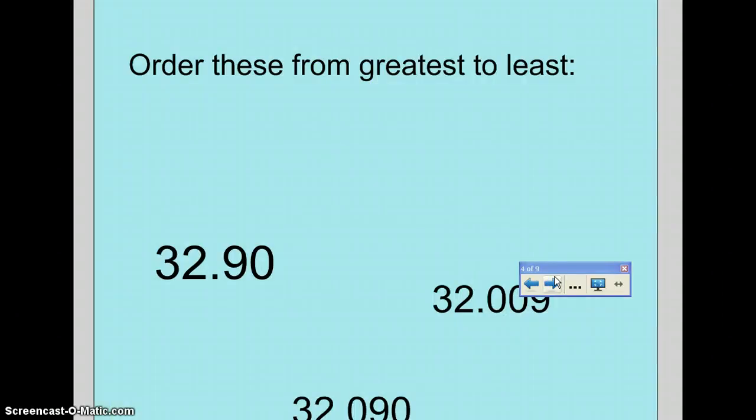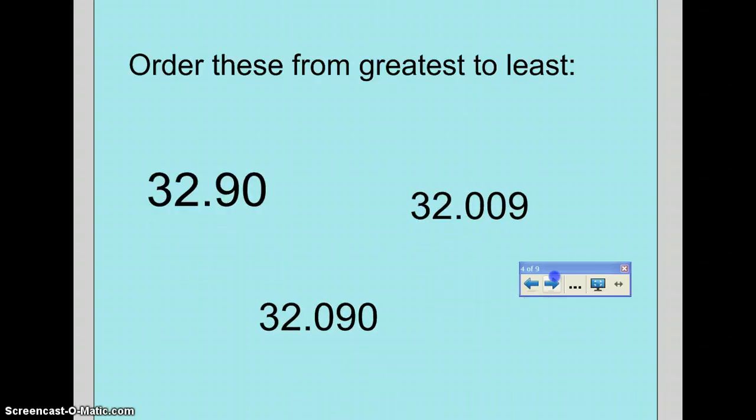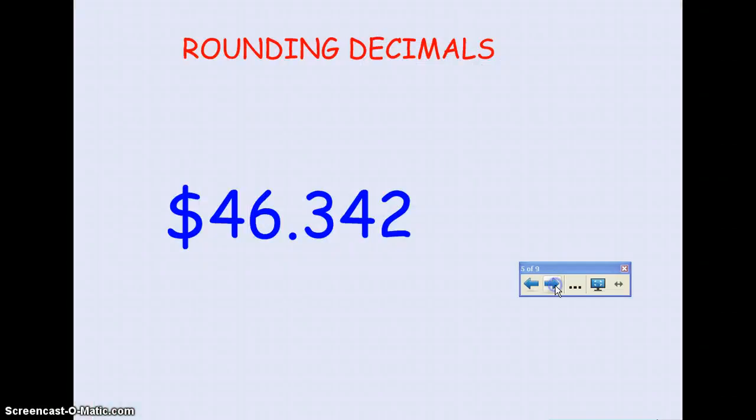I also want you to post on the Moodle from greatest to least between these three numbers: 32 decimal 90, 32 decimal 09, and 32 decimal 009. And in this, you're ordering it from the greatest to the least. So make sure you label greatest to least, or make this the third question somehow indicate that you know the difference between least to greatest and greatest to least, and that it's really easy for me to mark these.